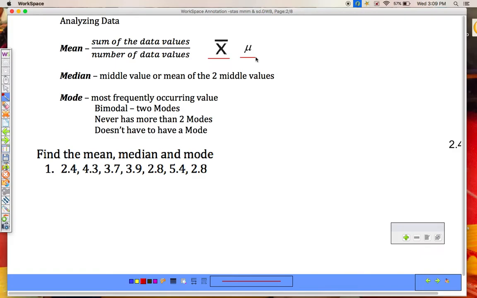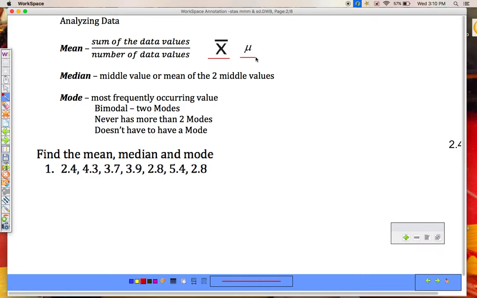All right, the median is your middle value, or the mean of the middle values. If you have an even number of terms, you're going to have two middle terms, and you take the average of those two to find the middle. The mode is the most frequently occurring value. If you have a set that has more sevens than any other number, 7 would be your mode.